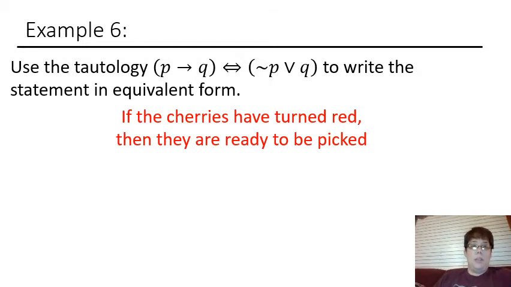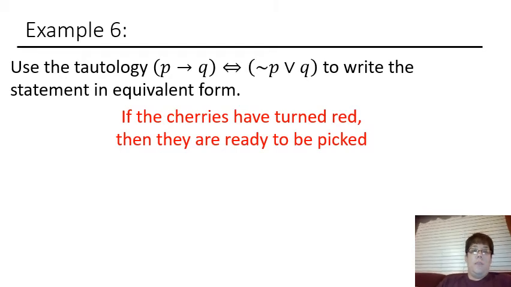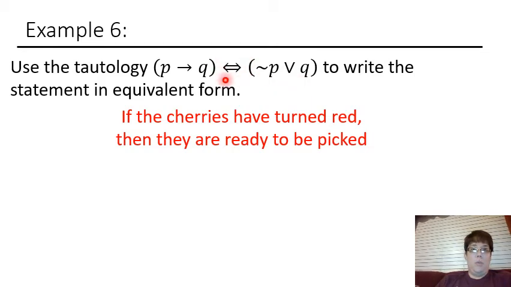Example number 6 brings the idea of tautologies back. It says to use the tautology. And in this tautology, you see this double banded arrow. That means that these two statements, the P implies Q and the not P or Q, these are equivalent statements. So that's what that double banded arrow means, that they are equivalent. And according to this, this is a true statement. And it says to use this tautology to write the statement in equivalent form.